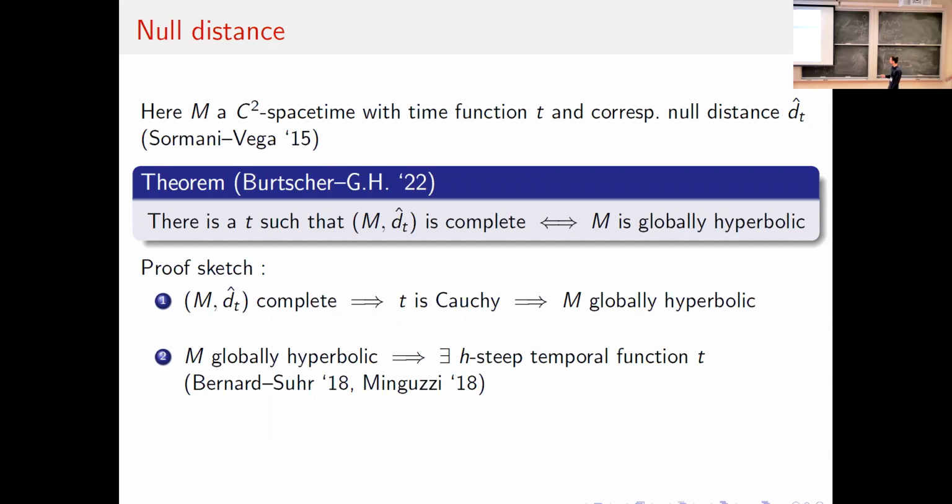And now to show the other direction. If M is globally hyperbolic, then there exists a thing called an H-steep temporal function. That means the following. It's a time function that is differentiable, so I can consider the differential, and I'm saying that this should be larger or equal than the norm of the vector with respect to H. This H is some complete Riemannian metric, I don't care exactly which one. And I'm demanding this for all causal vectors V.